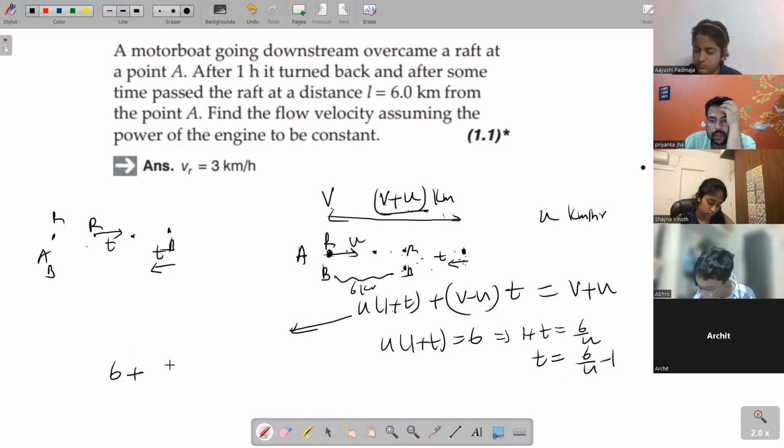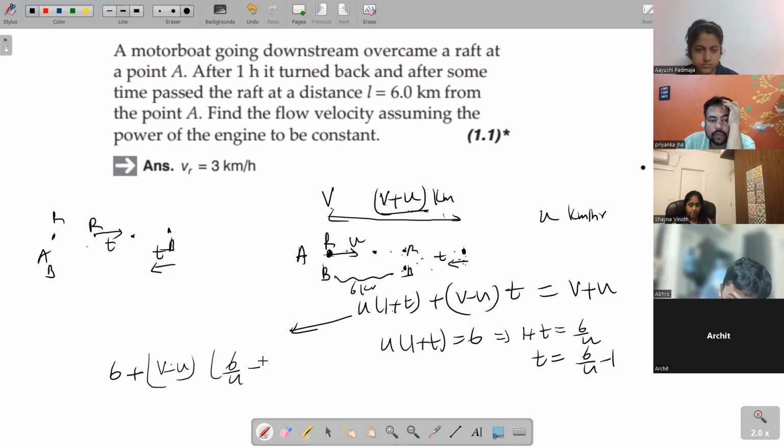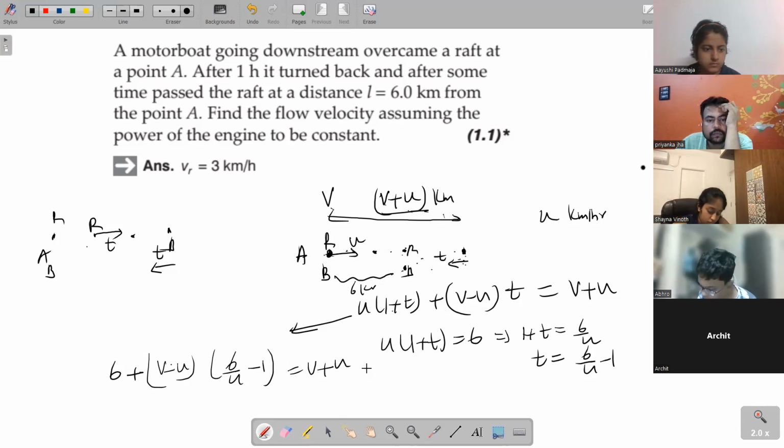So in this equation you can put U into 1 plus T, that is 6, plus V minus U into T. But we do not require V now, we have to remove V. And for this T, we have to put 6 by U minus 1, that is equal to V plus U. Sir, distance should be V plus U into T, right? No, V plus U into T, but that T is 1 hour.